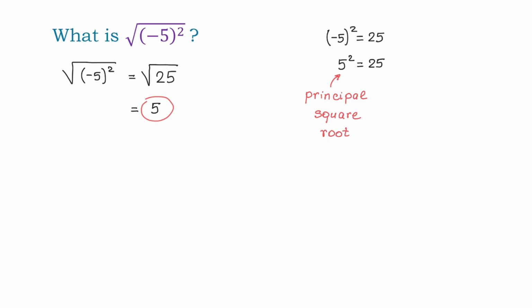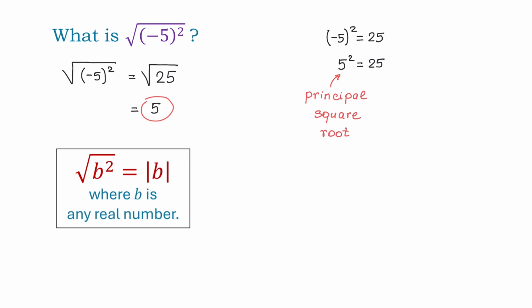So remember the rule. For any real number b, the square root of b² equals the absolute value of b. And this implies that if b is a negative number, the absolute value will make it positive.